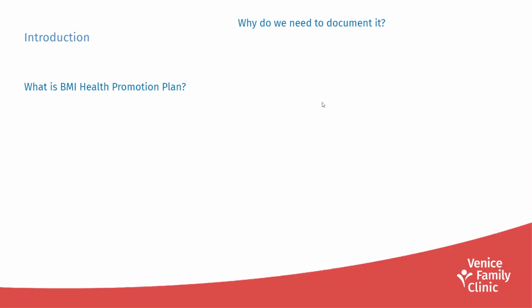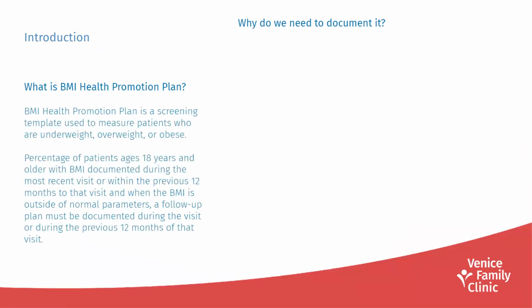What is the BMI Health Promotion Plan? The BMI Health Promotion Plan is a screening template used to measure patients who are underweight, overweight, or obese. It tracks the percentage of patients ages 18 years and older with BMI documented during the most recent visit or within the previous 12 months to that visit, and when the BMI is outside of normal parameters, a follow-up plan must be documented during the visit or during the previous 12 months of that visit.